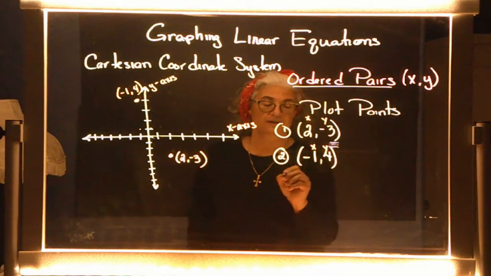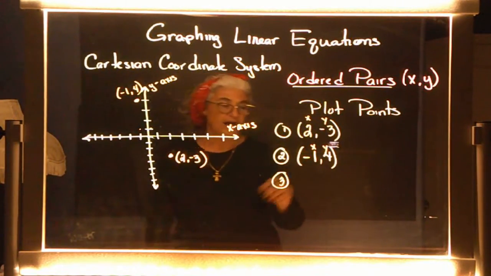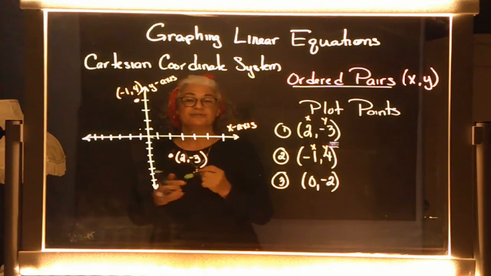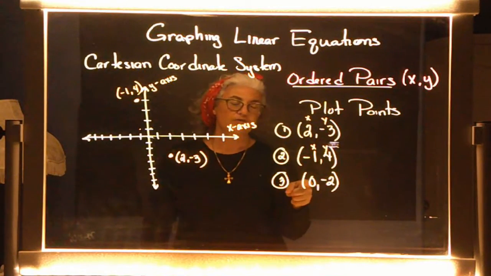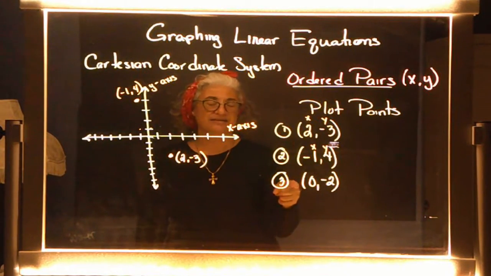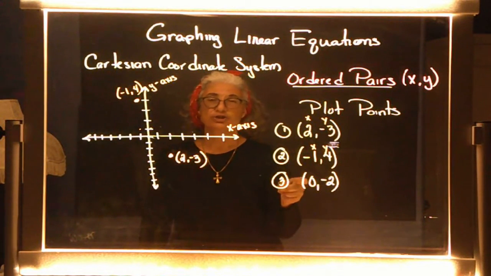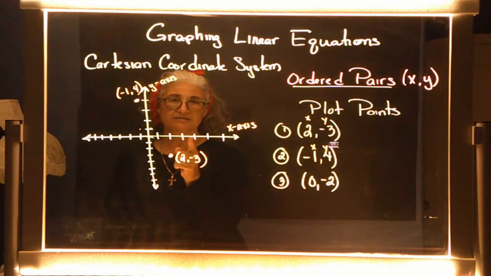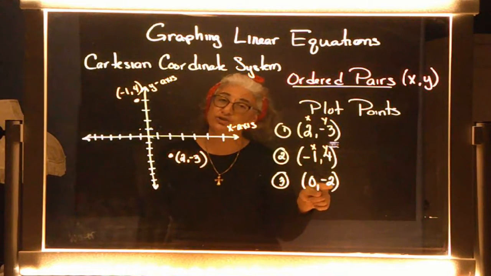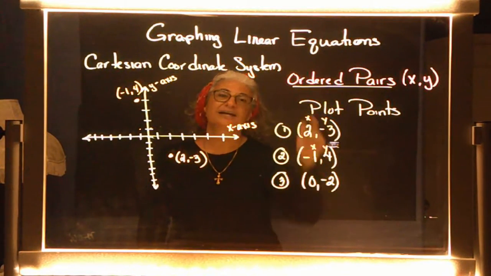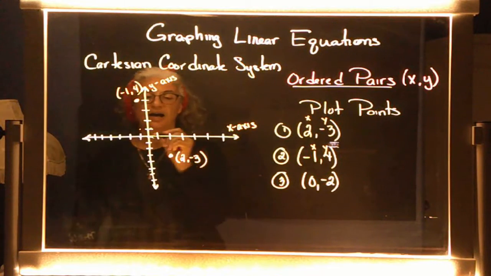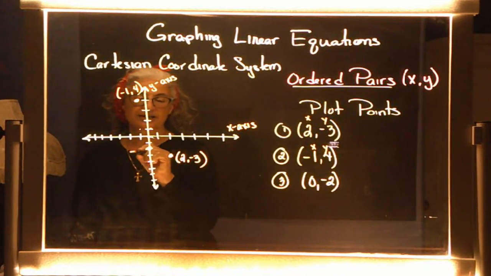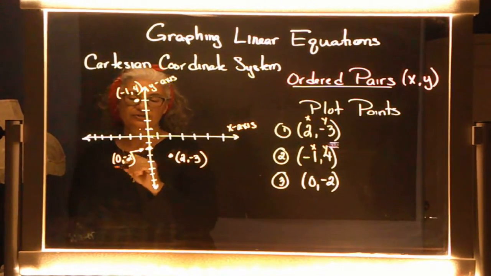With me? Okay, let's look at another one. I want to look at (0, -2). Okay, first number represents what? Yeah, the x's. So according to that number 0, do I move from the origin? Do I go left or right on the x-axis? No, I don't. But I do go which direction? On the y's. Yeah, I go down 2. So I start at the origin, I don't move left or right, and I go down 2 spaces. And so right here is that point (0, -2).